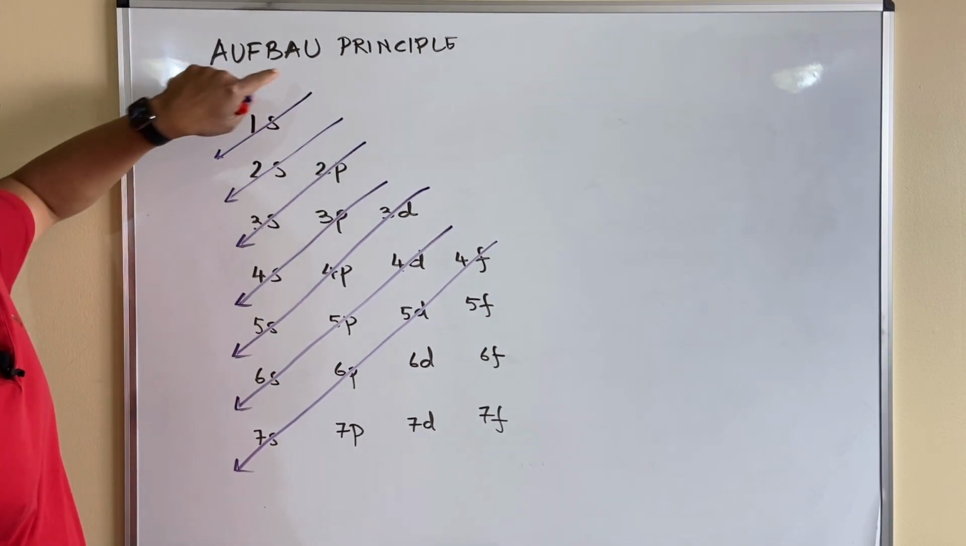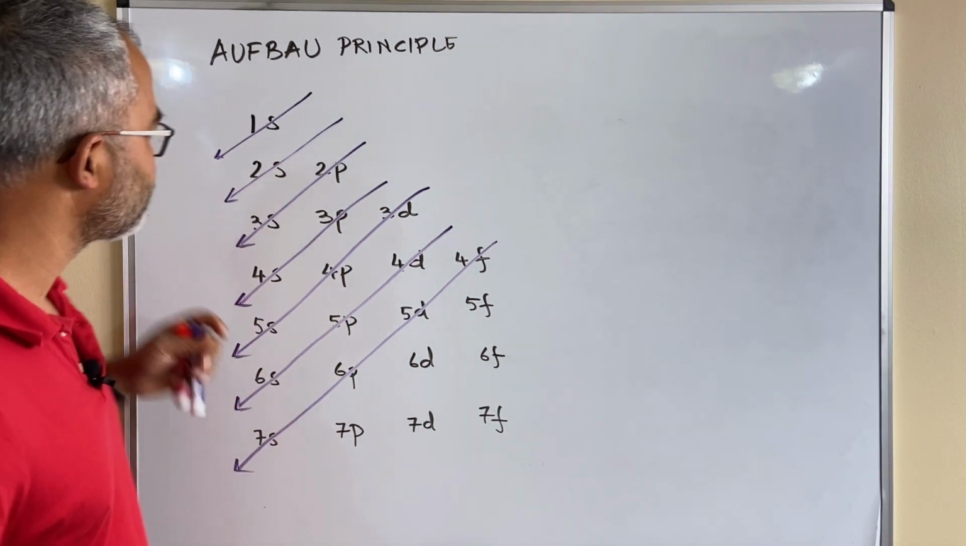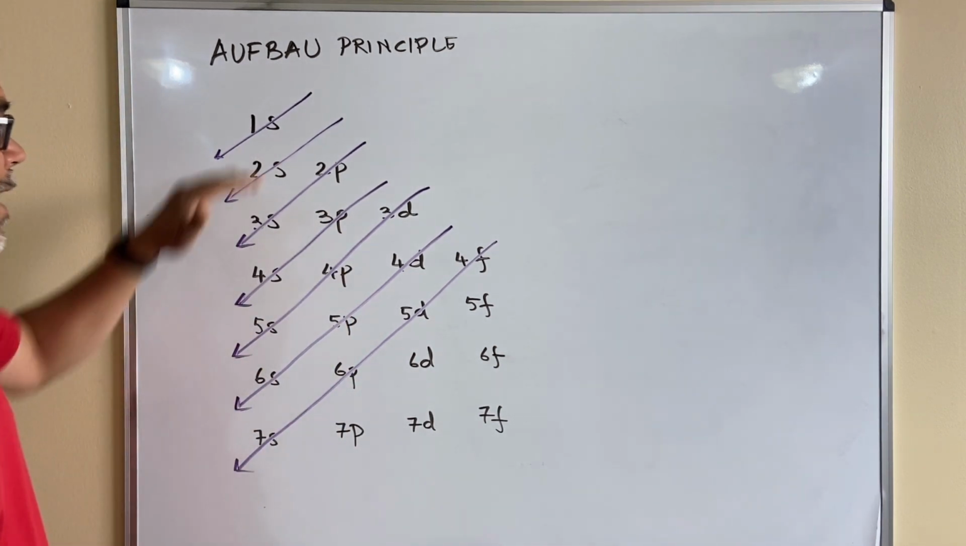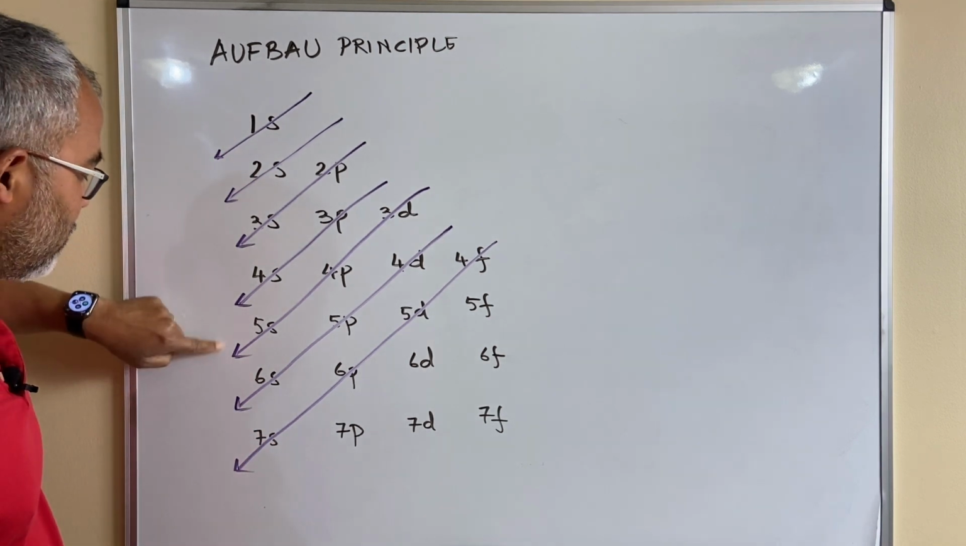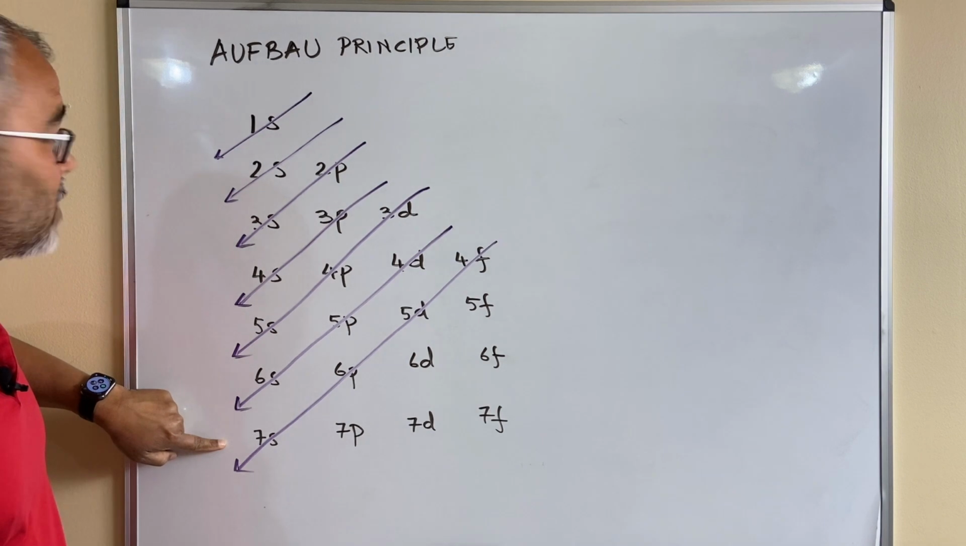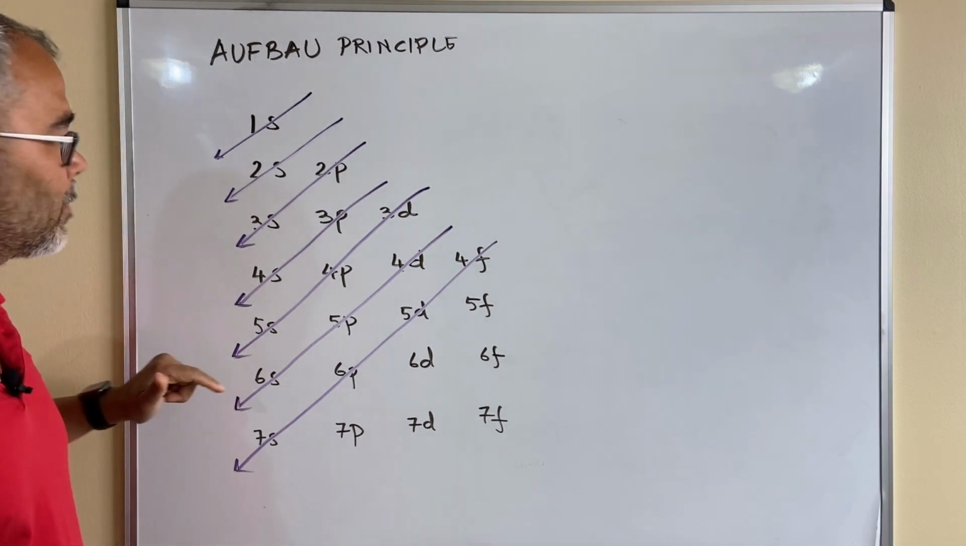Okay, so that's a German name, Aufbau. I may be pronouncing it incorrectly, so please forgive me. The way the principle works is you have all these energy levels. That's the first energy level, the second, third, fourth, fifth, sixth, seventh. These are the principal quantum numbers: 1, 2, 3, 4, 5, 6, 7.